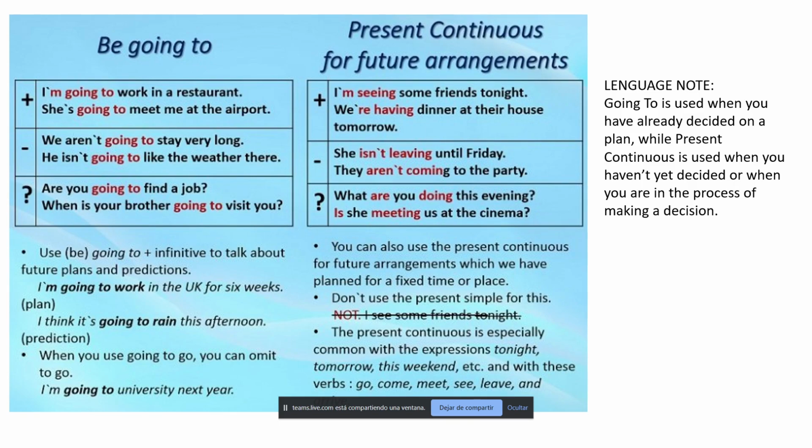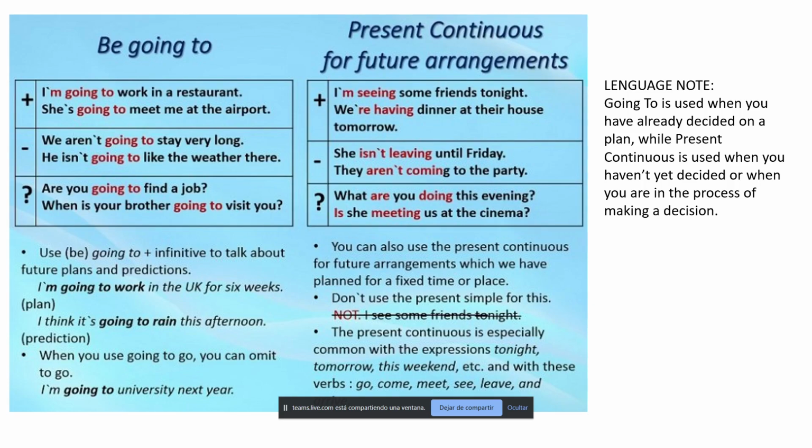And when you use going to go, you can omit the go. For example, I'm going to university next year. You can say I'm going to go, or I'm going to university next year. In both ways, it's correct. Do you have questions about this last? Okay, present continuous for future arrangements.